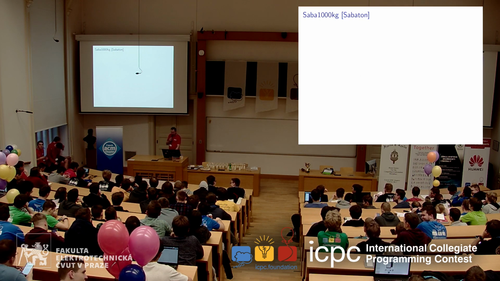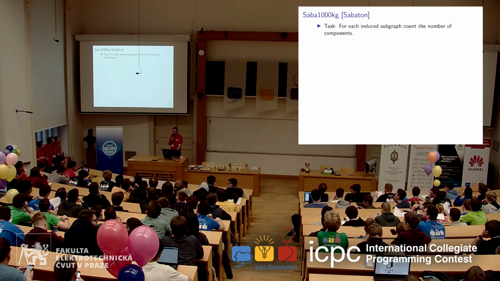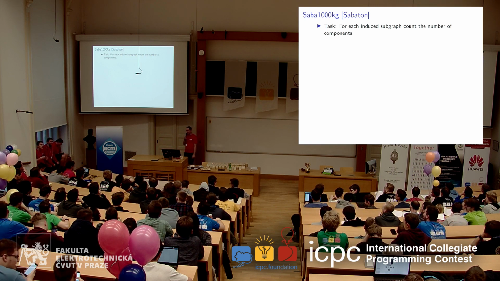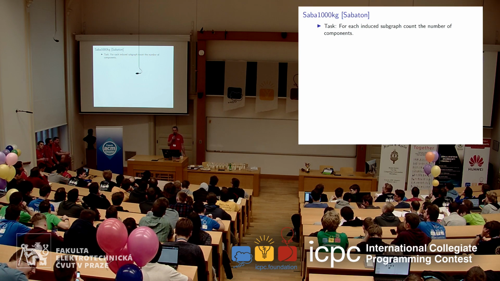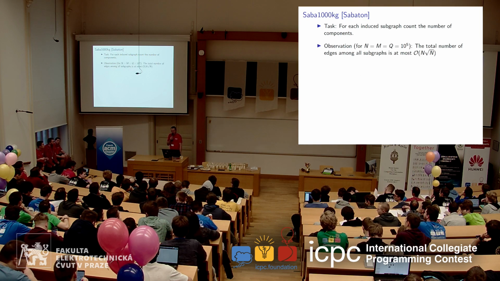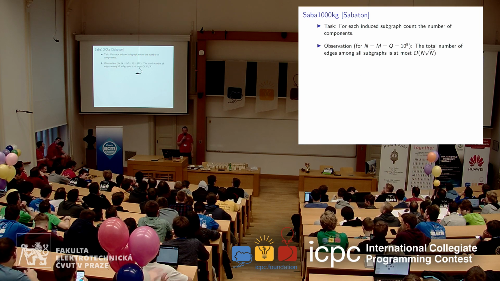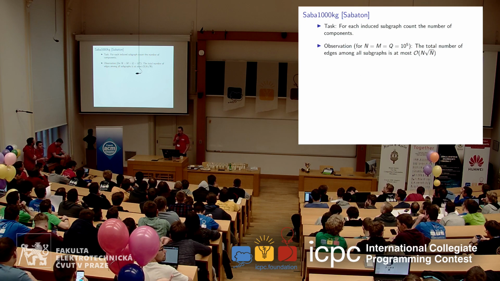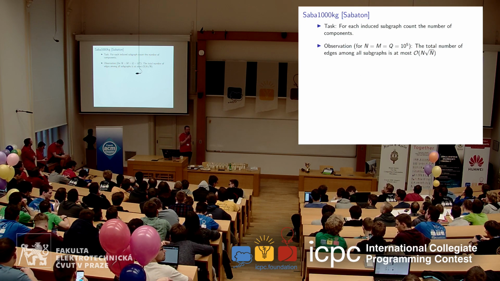Okay, so another task is Sabaton. In graph terminology, we were asked for each induced subgraph to count the number of components that we achieve. If we were to try the naive solution for these bounds, we would receive a quadratic solution.